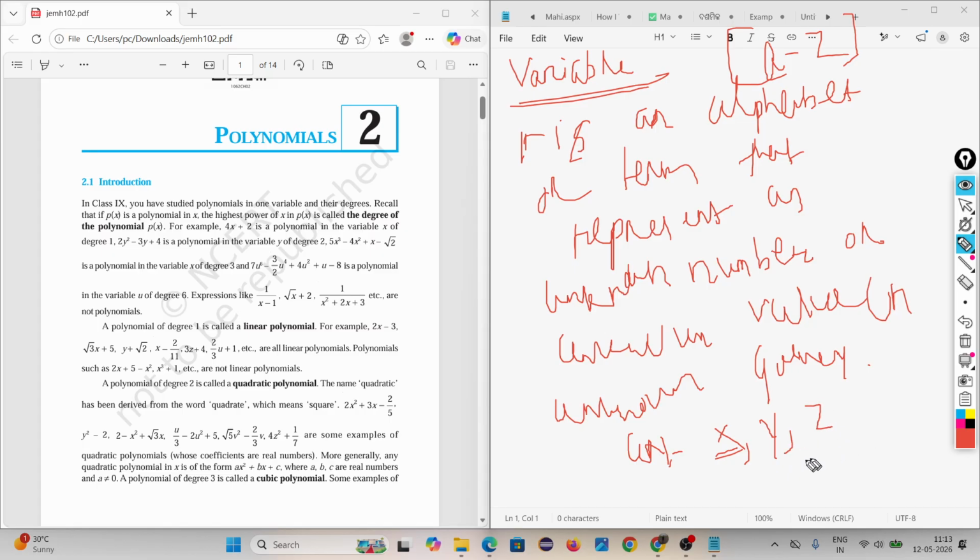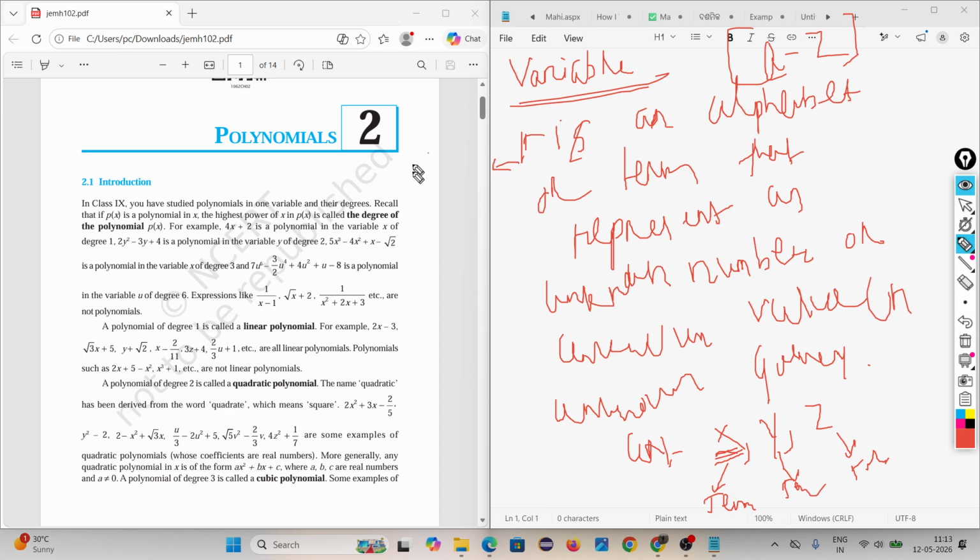Look at the definition. It is an alphabet or term. Term is nothing but every variable is called a term. Here x is a term. Y is a term. Z is also a term. You understand the definition? It is an alphabet or term that represents an unknown number or unknown value or unknown quantity.